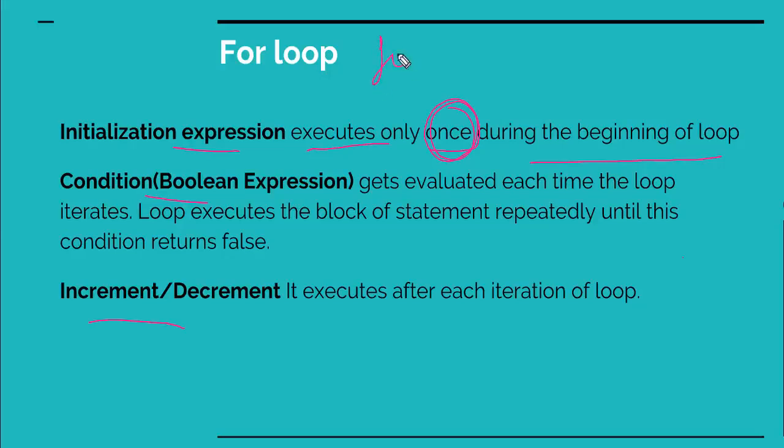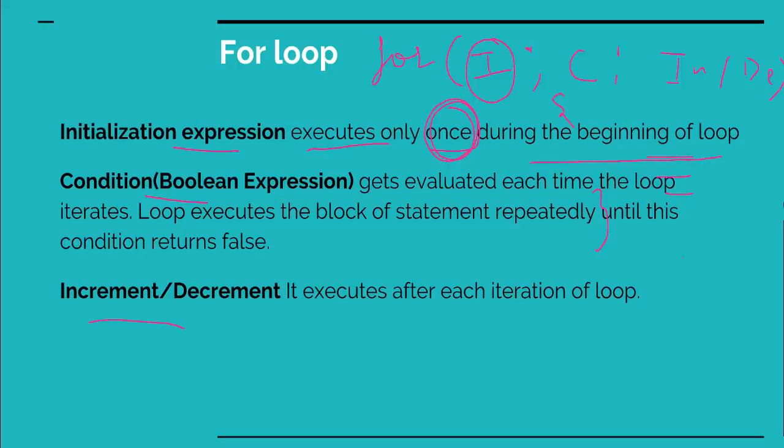I'll repeat how the expression looks. You have the for loop, the initialization part, then the condition part, and then the increment or decrement part, where you either increase or decrease the value. Then you have curly braces, and inside of them you write your code. The initialization part will only execute one time, when you start the loop.